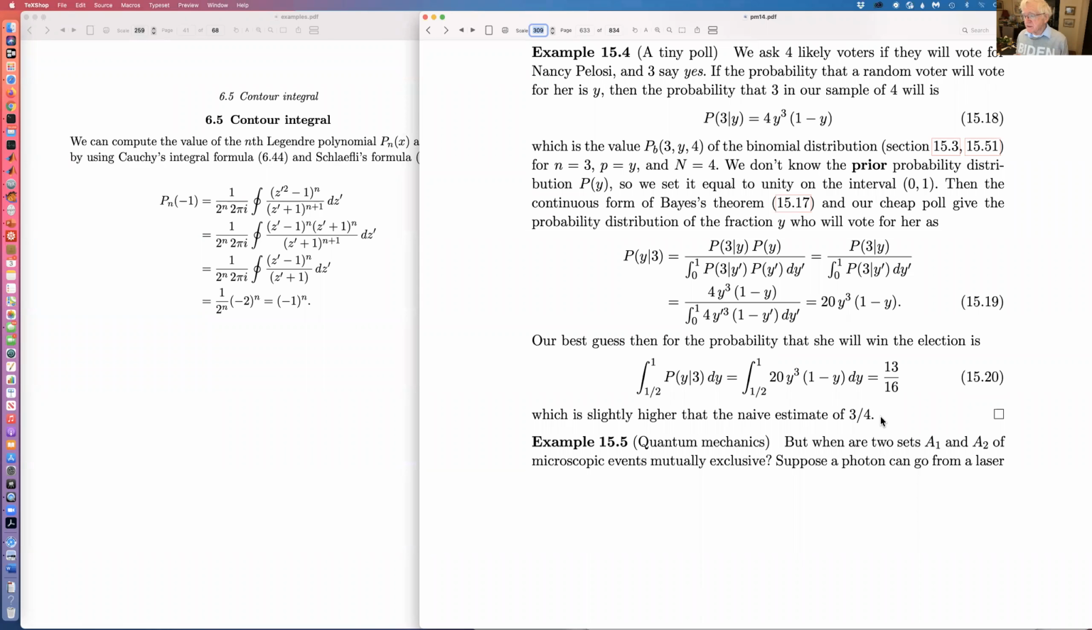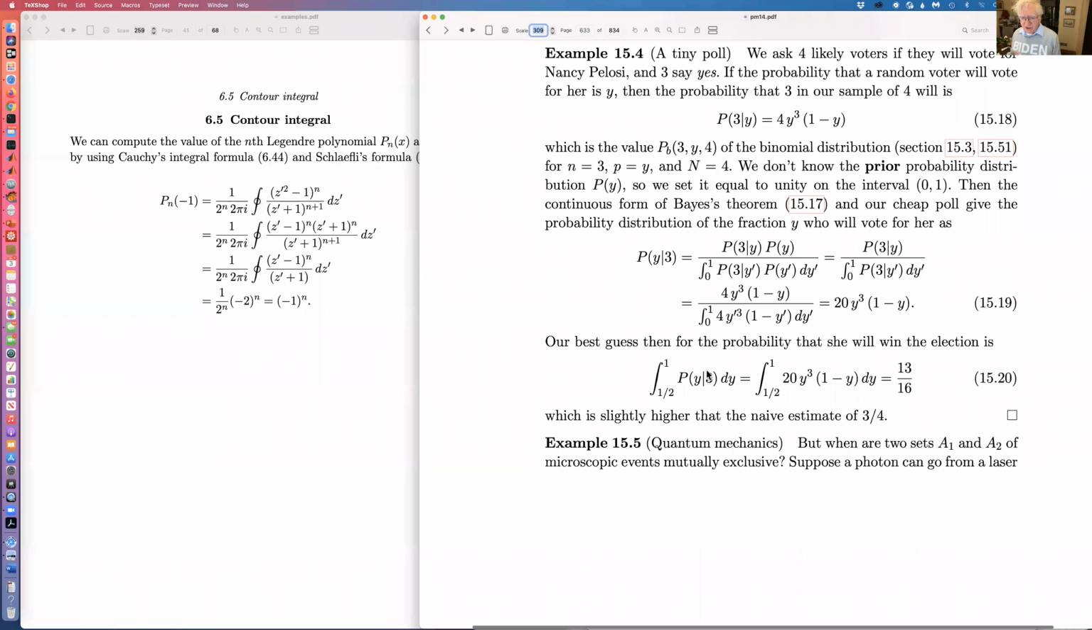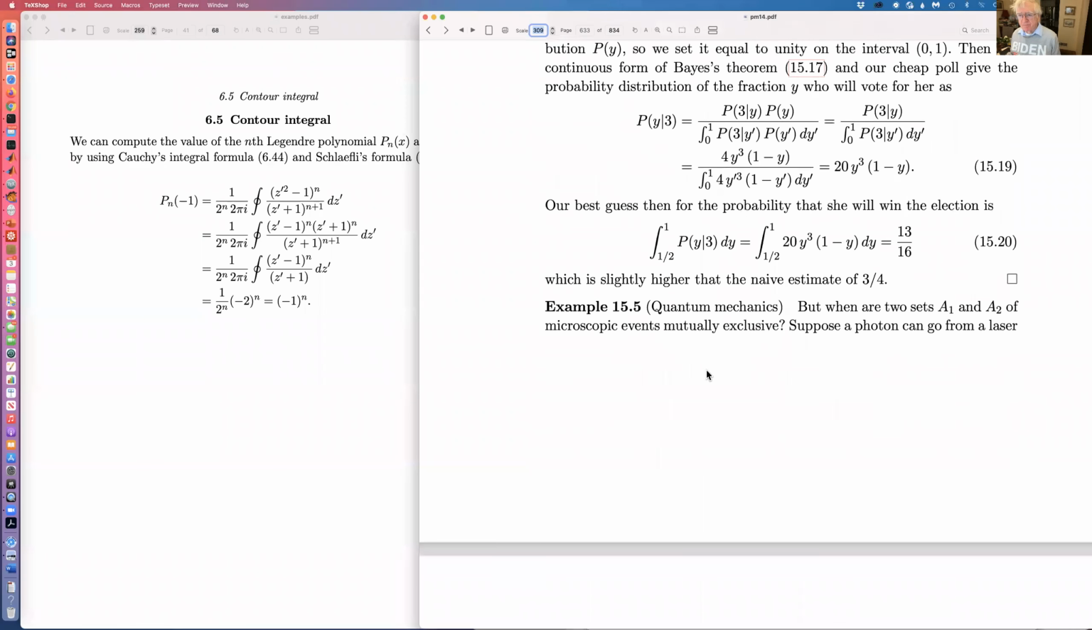I wonder, is there a more sophisticated way of computing whether she'll win or not?